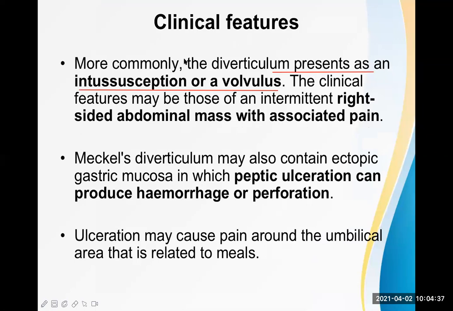Another important point here: Meckel's diverticulum may also contain ectopic gastric mucosa. We have already talked about this, which results in peptic ulceration, and this results in hemorrhage or perforation. Now, listen carefully for this question. What type of blood will come out in the stool if there is bleeding from the Meckel's diverticulum? Yes? Sir, maroon colored and red. Melena, it is called melena, sir. Okay, so it is maroon colored or melena.